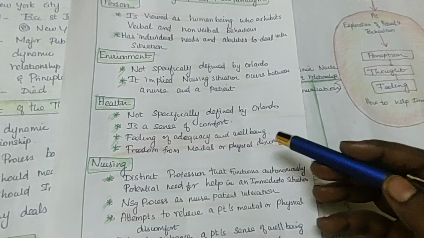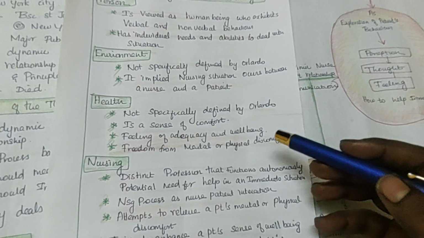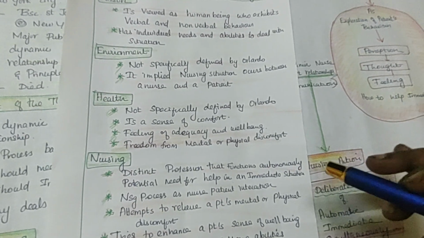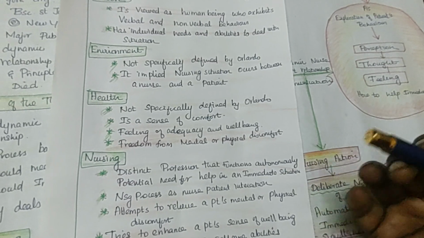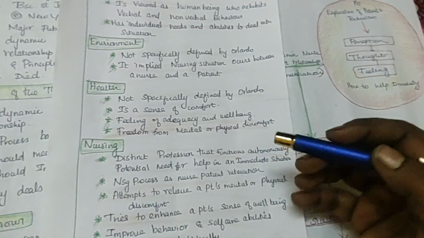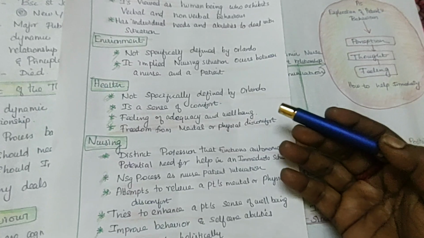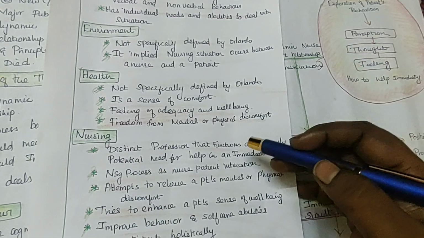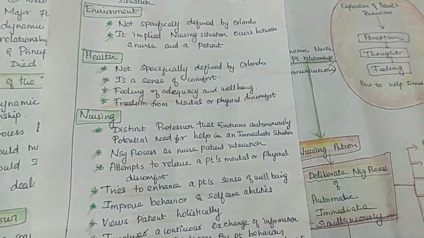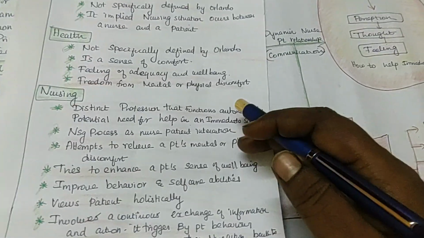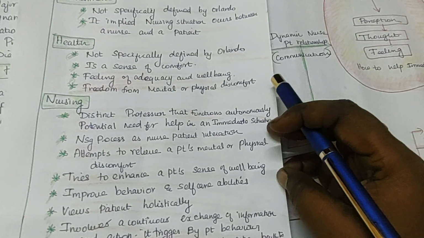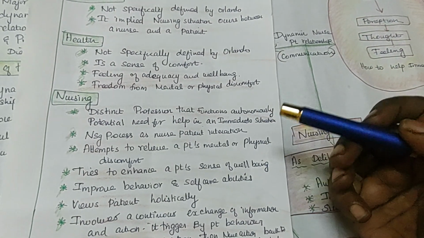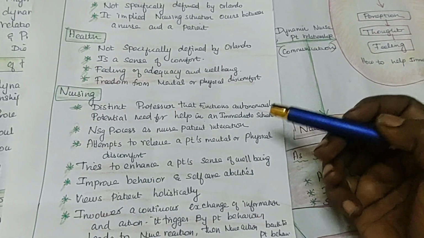Health is not specifically defined by Orlando. It suggests comfort, a feeling of adequacy, a feeling of well-being, freedom from mental and physical discomfort. So this is what she is telling about health. It will reflect in the patient's behavior and thought process. Nursing is a distinct profession that functions autonomously, meeting the patient's potential need for help in the immediate situation.